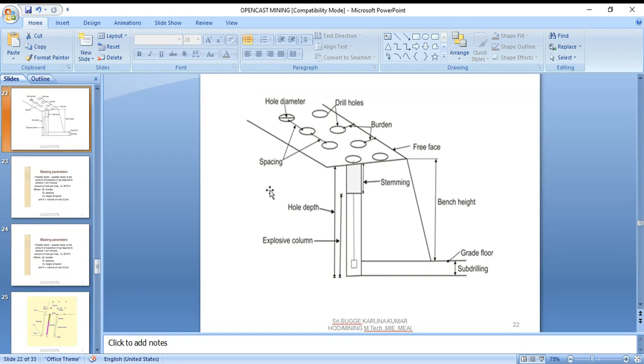This slide is more explainable than the earlier slides. Very clearly I mentioned here: this is the stemming column, the whole depth. This is the explosive column, sub drill, grade floor. This is the bench height, free face. These are the burden. These are the drill holes. So hole diameter, and all these are the major parameters for the bench.